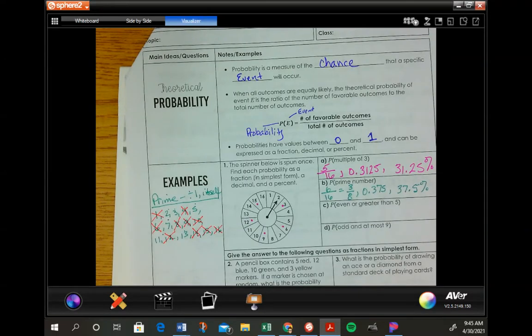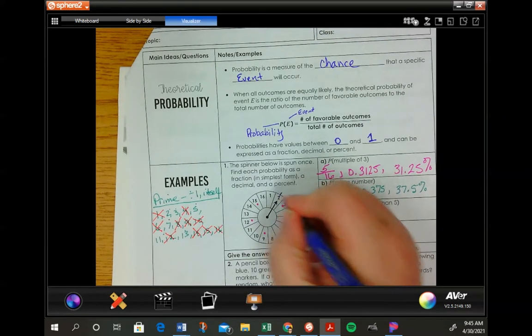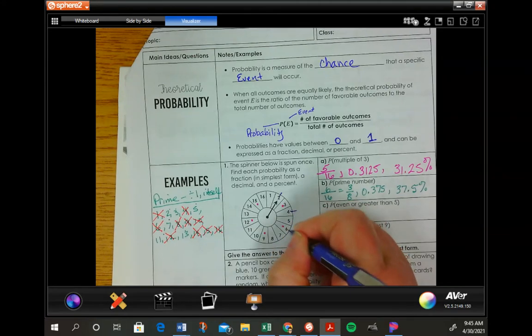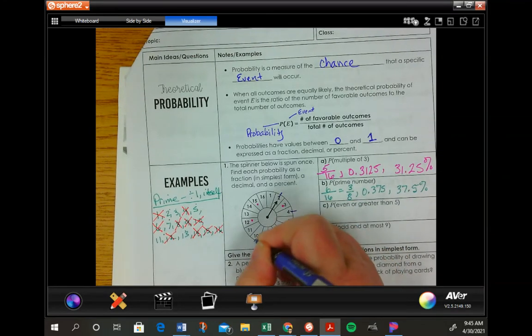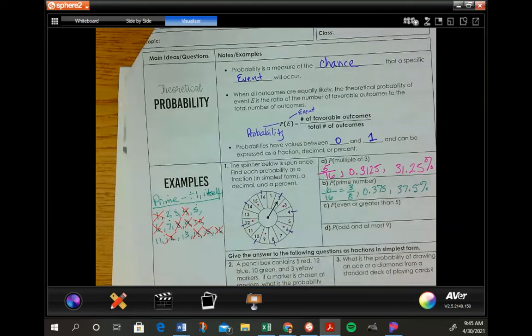Okay, let's try letter C. An even number or an odd number. So let's mark our even numbers. I'm gonna put a little tick mark. 2, 4, 6, 8, 10, 12, 14, 16. I think I misread it. It said even or greater than 5.